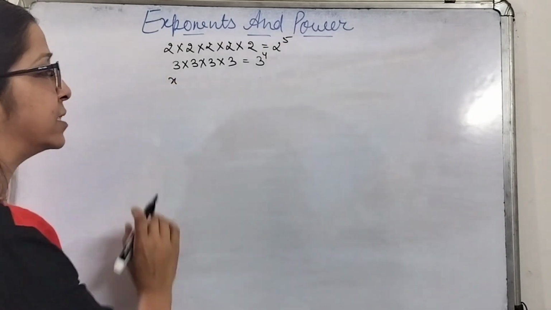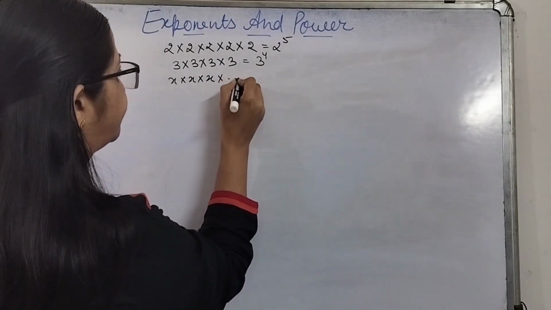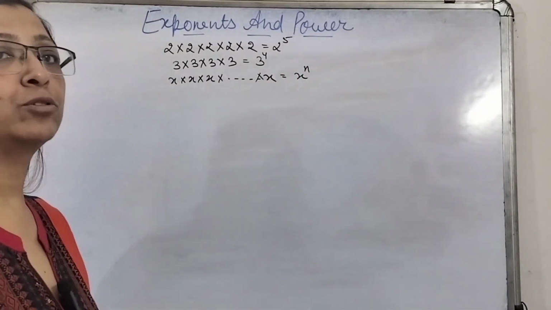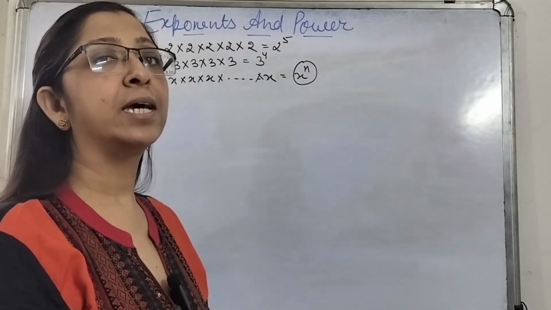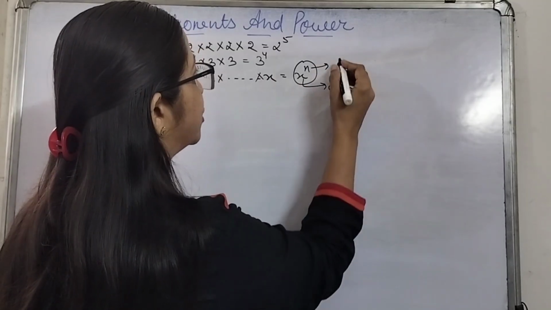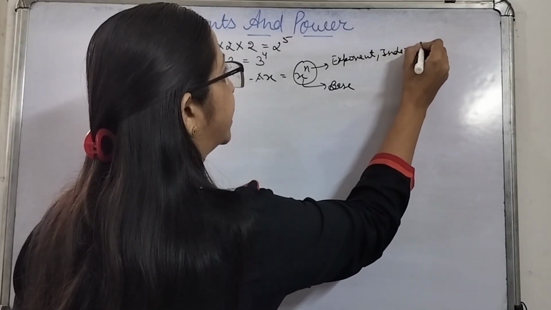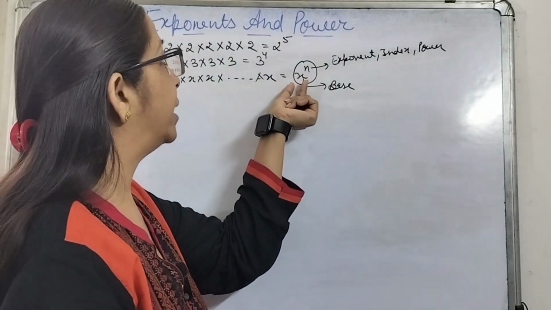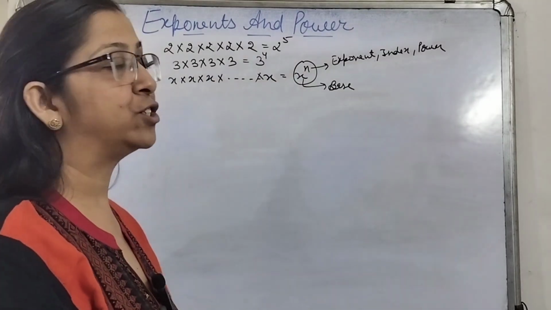Similarly, if x is any real number, and we are multiplying x n number of times, then it could be written as x raised to the power n. This is known as the exponential form. In this form, x is the base and n is known as the exponent, or we can say index, or power. So this x raised to the power n is the exponential form.